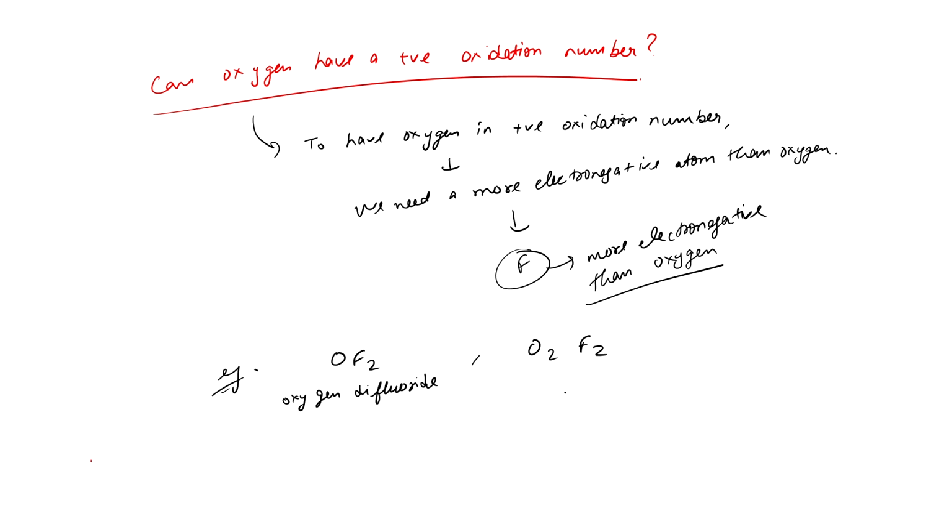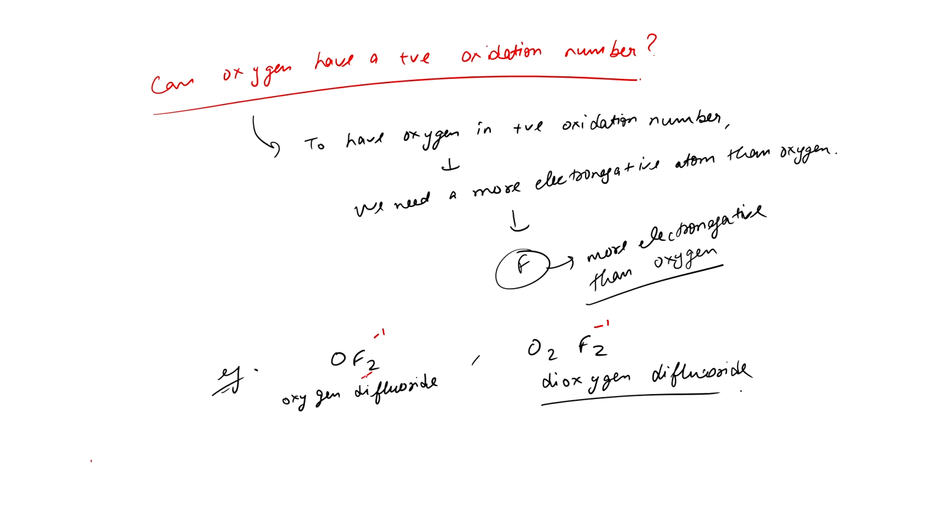Oxygen difluoride, and this is called dioxygen difluoride, because two oxygens are there and two fluorines. Now you must wonder what the oxidation state of oxygen is. We know fluorine is present in -1 oxidation state.